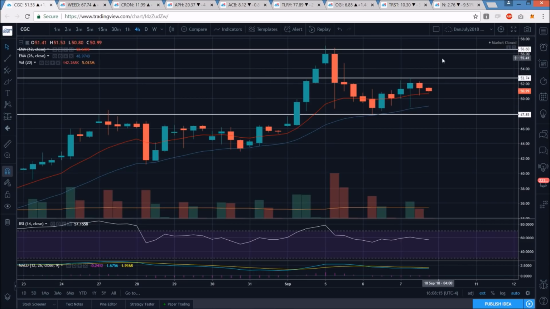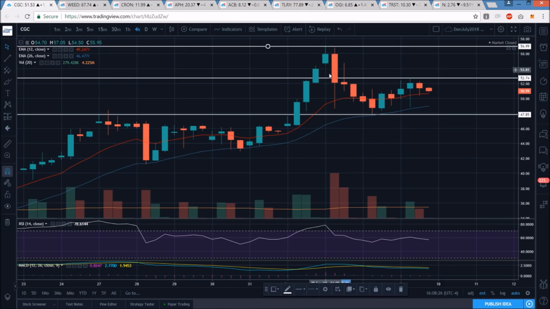If not, if we see continuation, I would watch for a lower high in the $54, $55 range. Resistance right now is $52.74 and $57.05. So those are the two resistance levels that have been set. And again, support, we have $48.80 and $47.85. So two supports and two resistances to be watching.